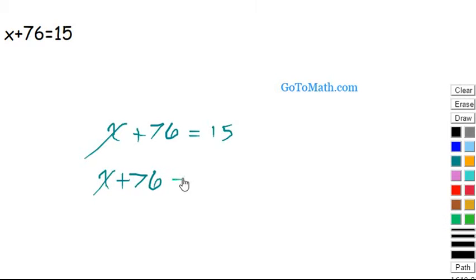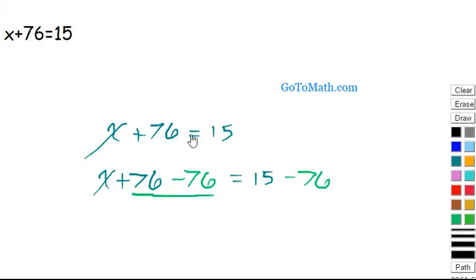So let's subtract 76 from both sides. That's what we're going to do. Minus 76. See that? That's all you've got to do. We're trying to isolate x, that is, get x on one side of the equal sign and then carry everything else over to the right. And you just simply do this by subtracting.